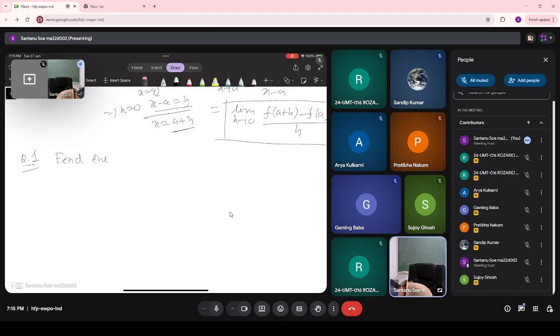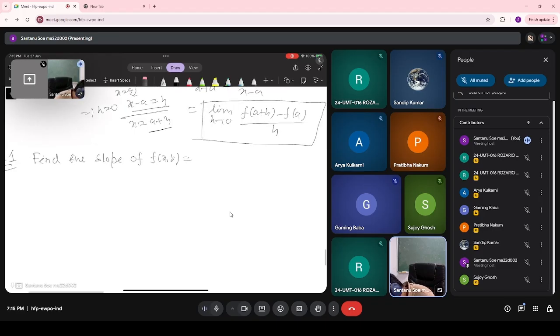So yeah, find the slope of f(x, y) equals x cube y plus x square y square in the x direction as well as y direction at the point (2, 1), right?